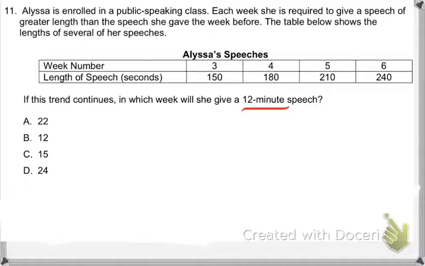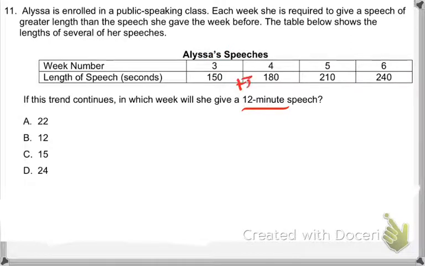So let's read the question. Alyssa is enrolled in a public speaking class. Each week, she is required to give a speech of greater length than the speech she gave the week before. The table below shows the lengths of several of her speeches. And then they go ahead and tell us, as the weeks go by, 3, 4, 5, 6, notice the length of her speech is going up.